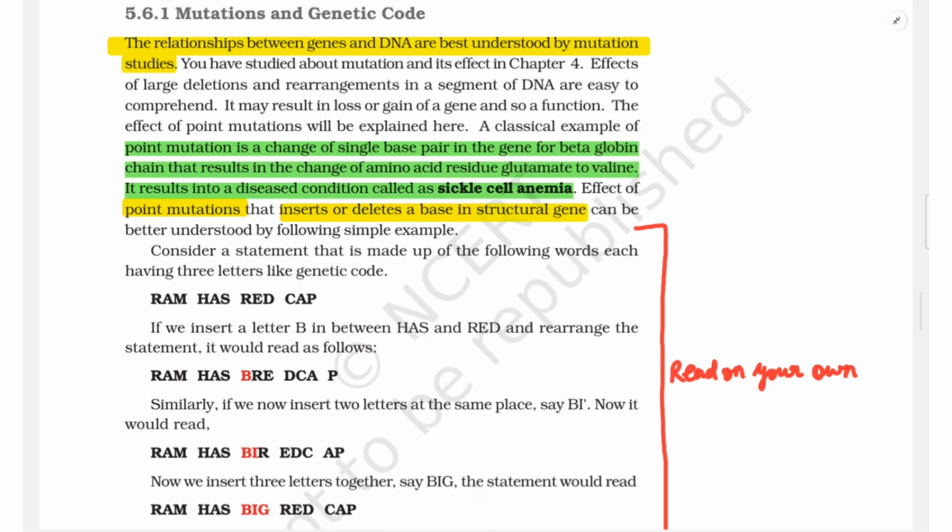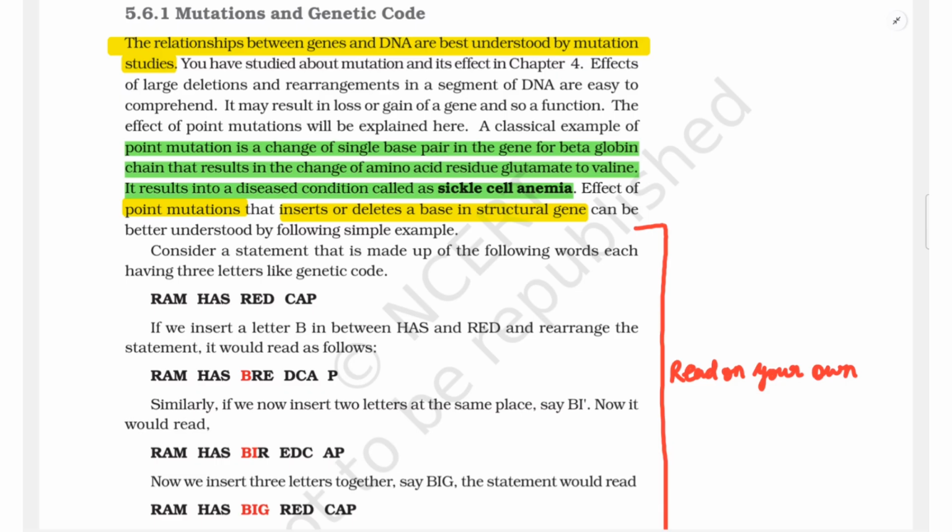5.6.1 Mutations and Genetic Code. The relationship between genes and DNA are best understood by mutation studies. You have studied about mutation and its effect in chapter 4. Effects of large deletions and rearrangements in a segment of DNA are easy to comprehend. It may result in loss or gain of a gene and so a function. The effect of point mutation will be explained here.